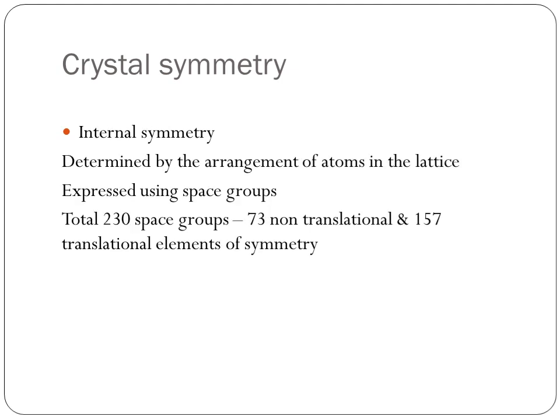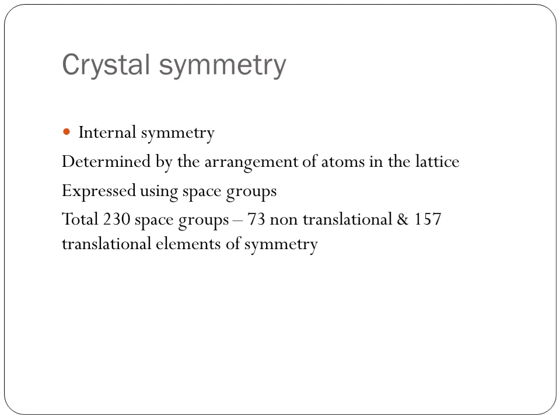as we discussed earlier, internal symmetry is determined by the arrangement of atoms in the lattice. On the basis of the arrangement of atoms, there can be only 14 space lattices, referred to as Bravais lattices, and they combine to give 230 space groups. Among these 230 space groups, 73 are non-translational and 157 have translational elements of symmetry. So now we can discuss space groups with translational elements of symmetry.